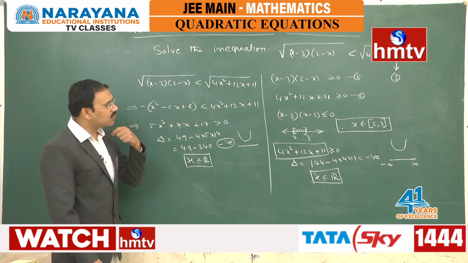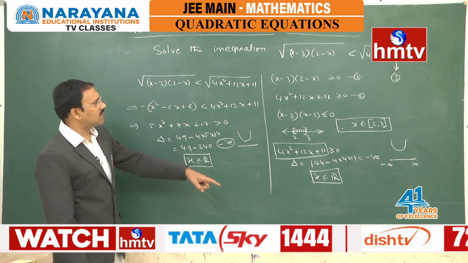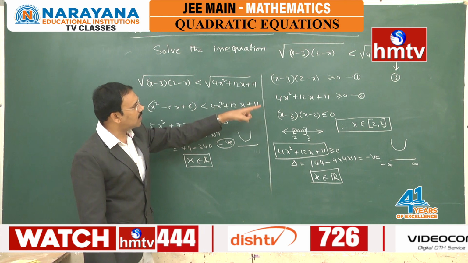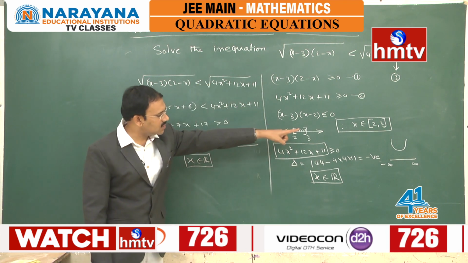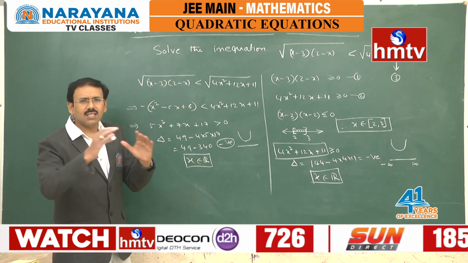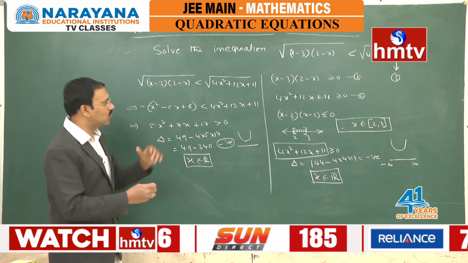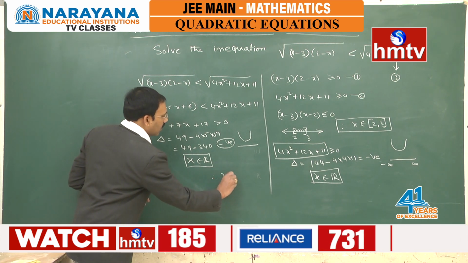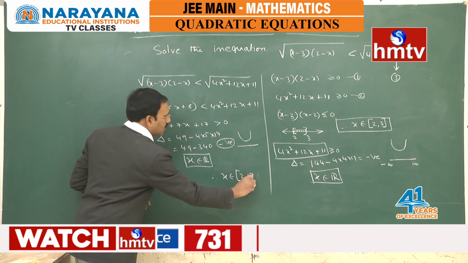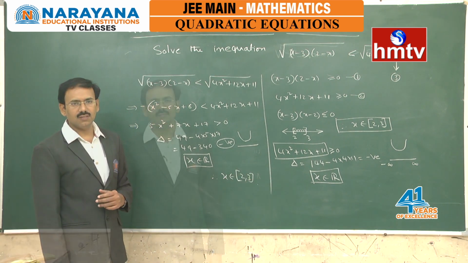Now, we need those x which satisfy the first condition, second and third. The intersection of all these is going to be x belongs to closed 2 comma 3. This is the solution.